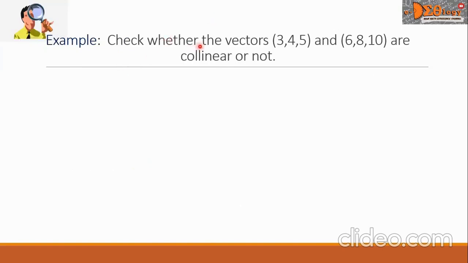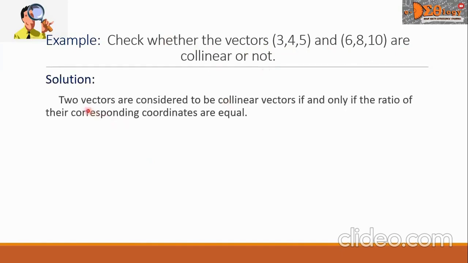Example, check whether the vectors 3, 4, 5 and 6, 8, 10 are collinear or not. We say that two vectors are considered to be collinear vectors if and only if the ratios of their corresponding coordinates are equal. So what we're going to do here is put a ratio of the coordinates respectively. We start with 3 and 6, so we write here 3 over 6, followed by 4 and 8, so we have 4 over 8.